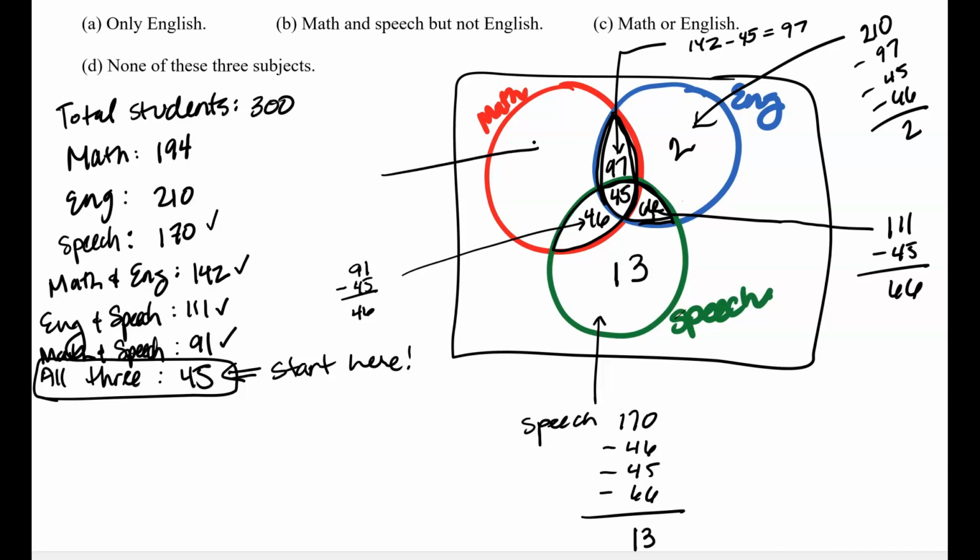And then for math, so last but not least, we're going to do 194 minus the numbers that are in the red circle already. So 46, 45, and 97.